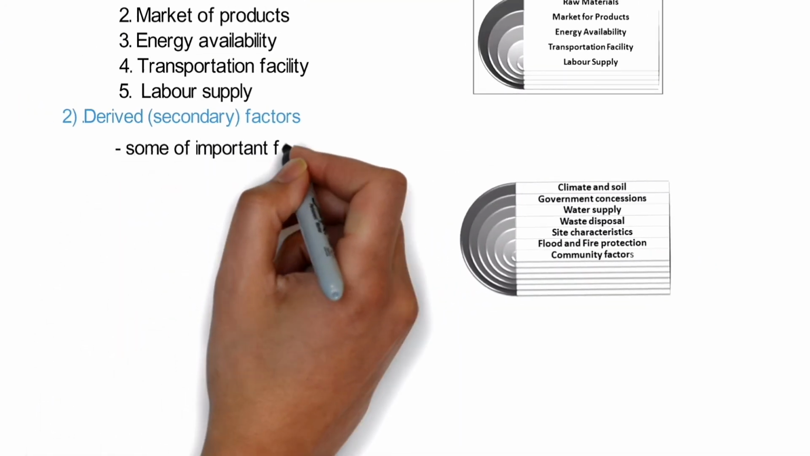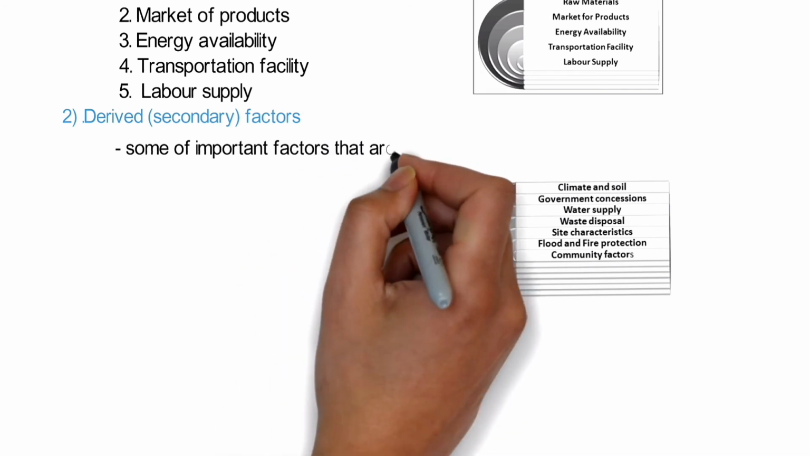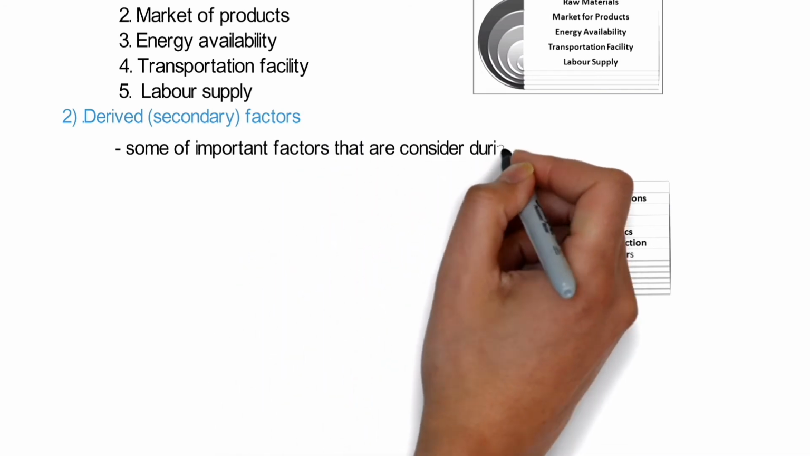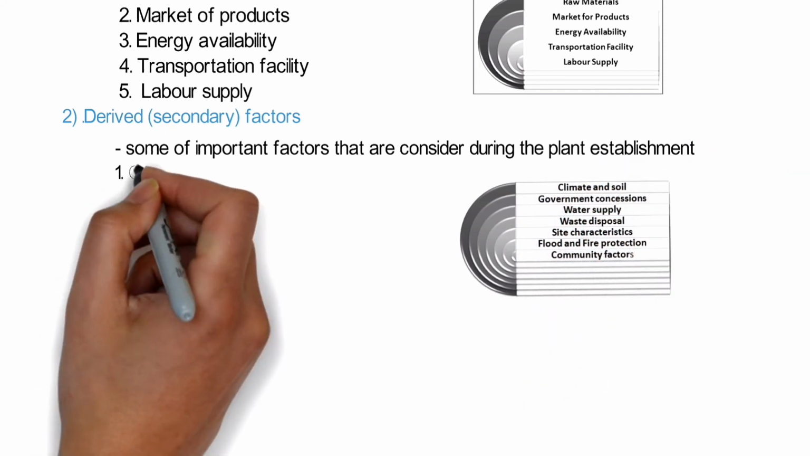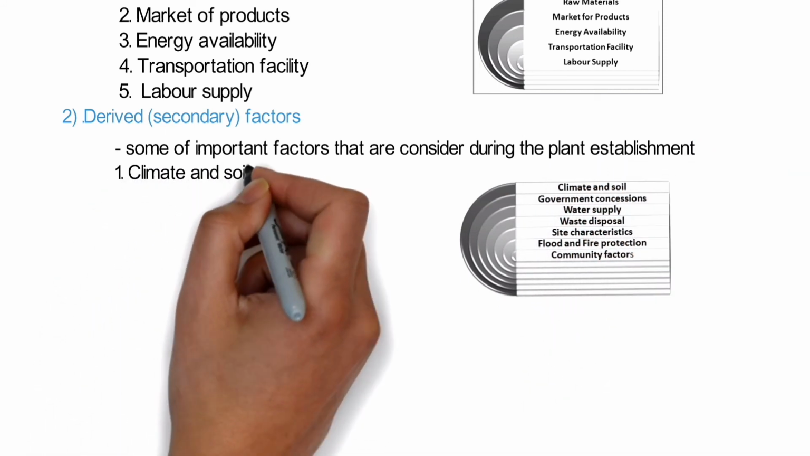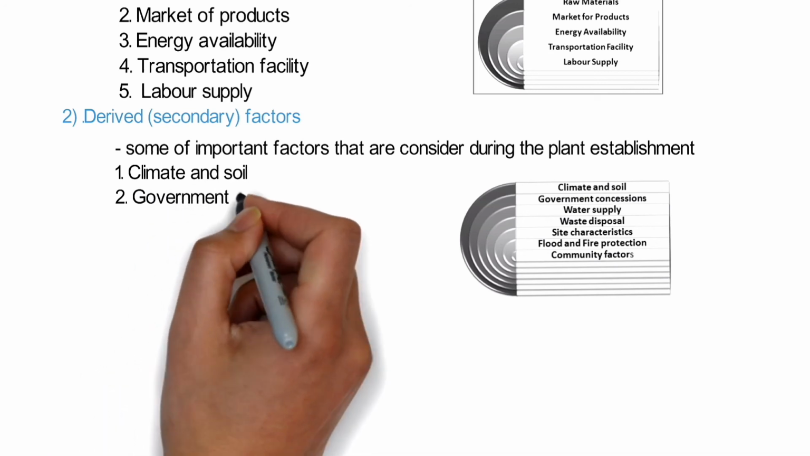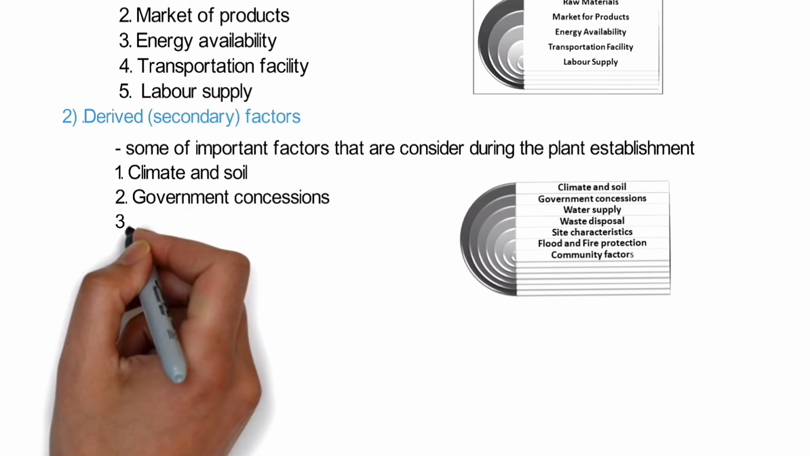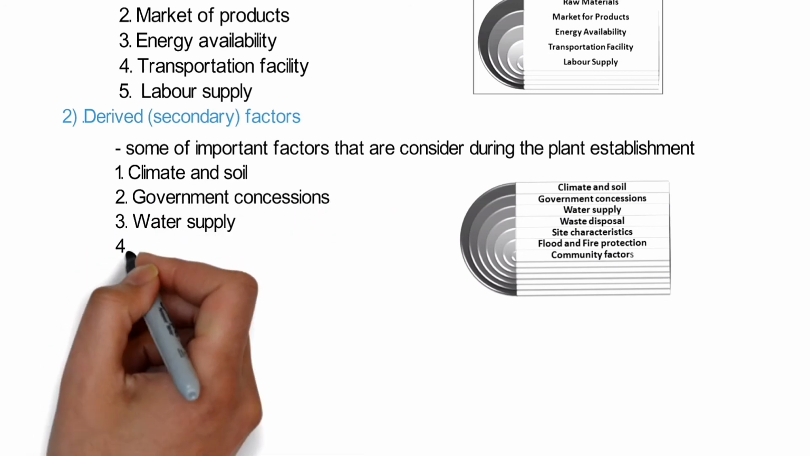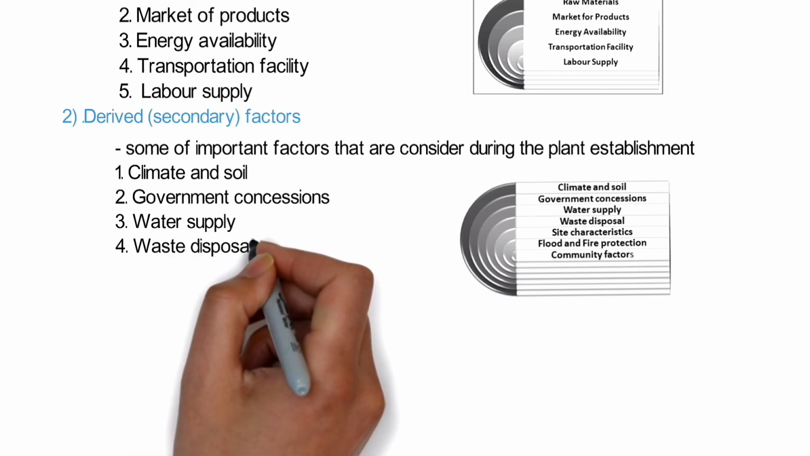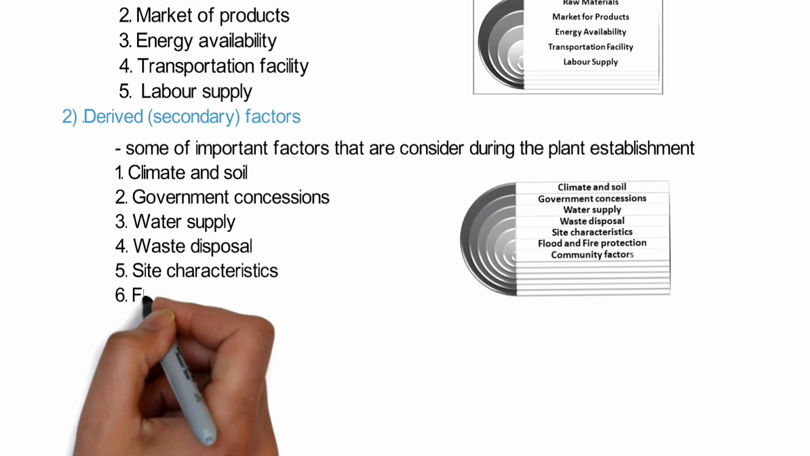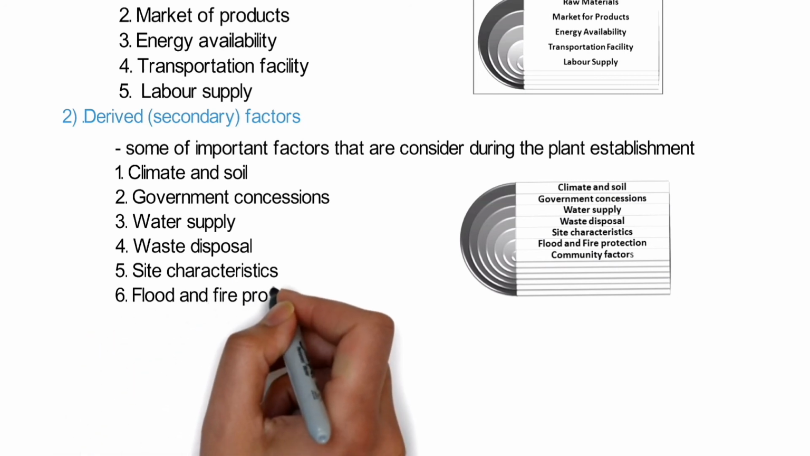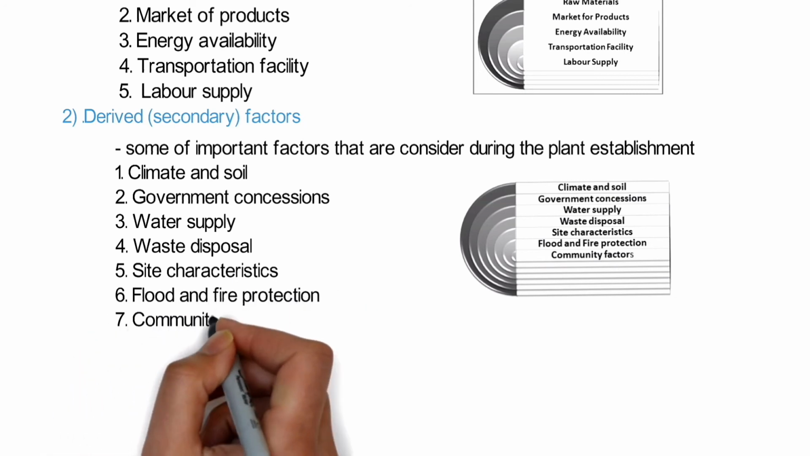Some of the important factors that are considered during plant establishment are: first, climate and soil; second, government concessions; third, water supply; fourth, waste disposal; fifth, site characteristics; sixth, flood and fire protection; seventh, community factors.